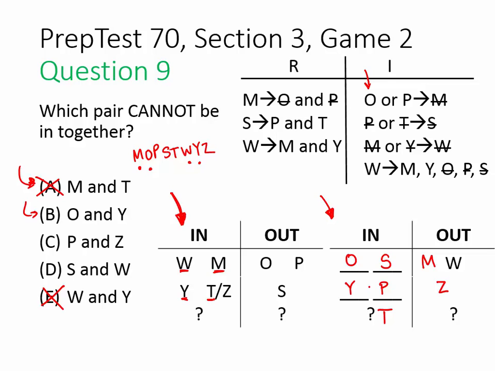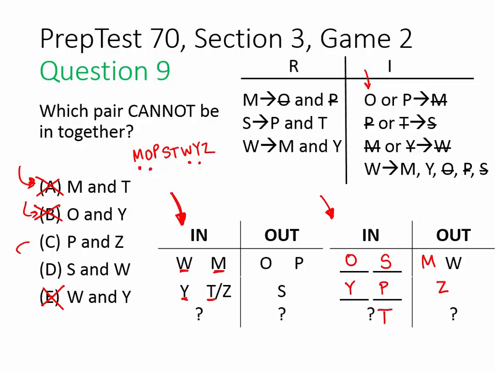And you notice, if we have O or P, we can't have M. So we haven't triggered any new rules. Everything's looking okay. This works out just fine. So what we see is that O and Y can be selected together. So we have to get rid of one of these remaining 2 answer choices.